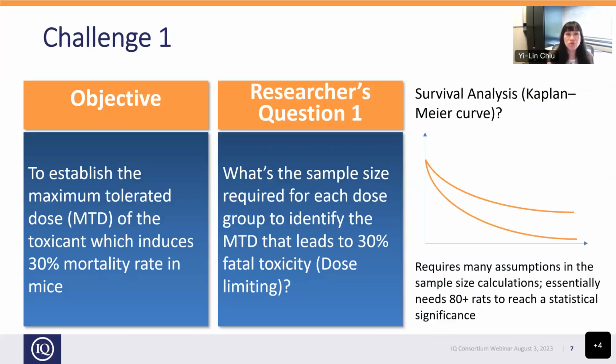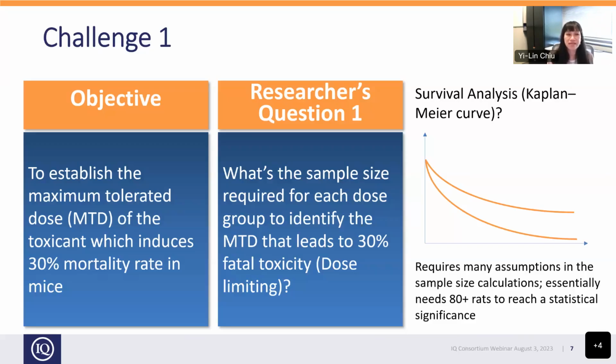This actually was also proposed by our scientists. They asked us if we can provide some sort of sample size estimation for survival analysis, because after all, we are looking for a 30% mortality rate. We did a very simple calculation, and it required a lot of assumptions, but essentially we would need 80 plus, which is actually not that surprising.